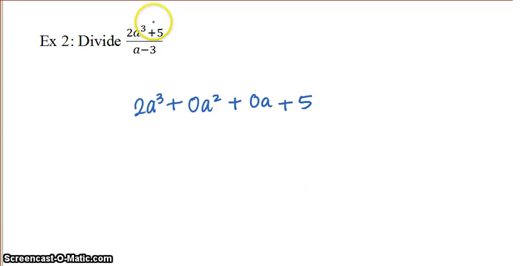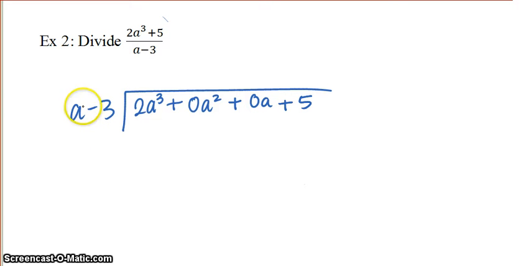So this means the same thing as this up here, but you have to have the placeholders for the long division. So we're going to have a minus 3. Again, same thing. What times a will give me 2a cubed? That will be 2a squared. So 2a squared times a is 2a cubed. Now 2a squared times a negative 3 is a negative 6a squared.